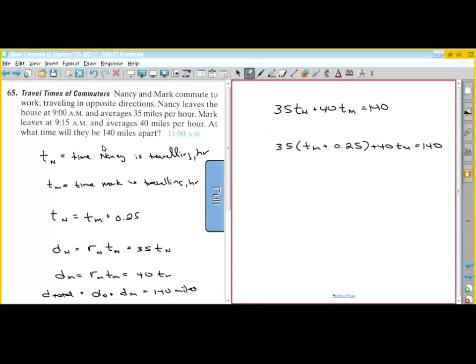And so the question was, what time will they be that distance apart? So you could go back, since we know Mark's time is going to be an hour and 45 minutes, and he starts at 9:15. You add an hour and 45 minutes to 9:15, and you get the answer, 11 o'clock. The time that Nancy's traveling is going to be 1.75 plus 0.25, which is 2. So she leaves at 9. Two hours added on to 9 is 11 also. So that's a way you could check your answer to make sure it makes sense.